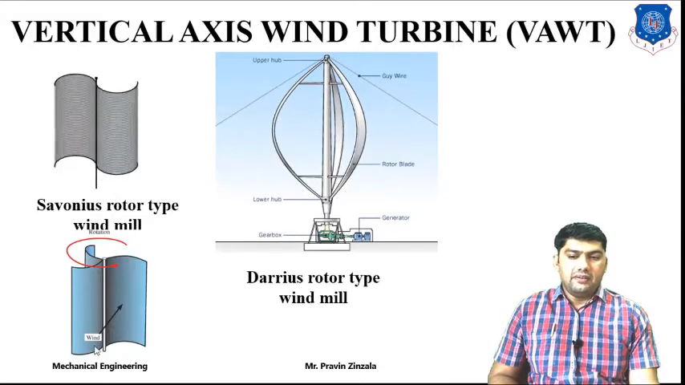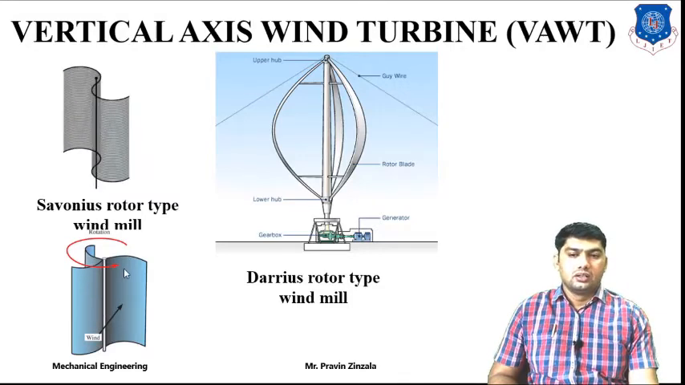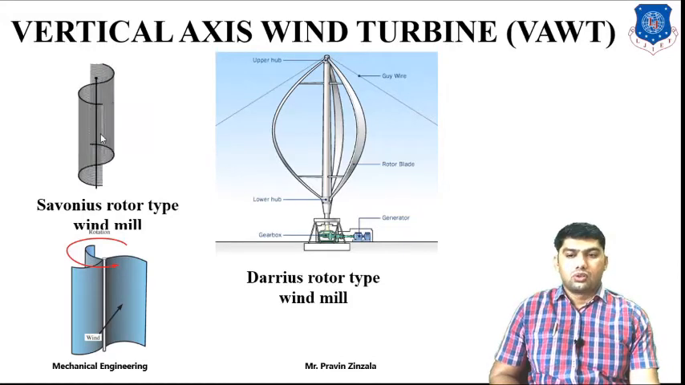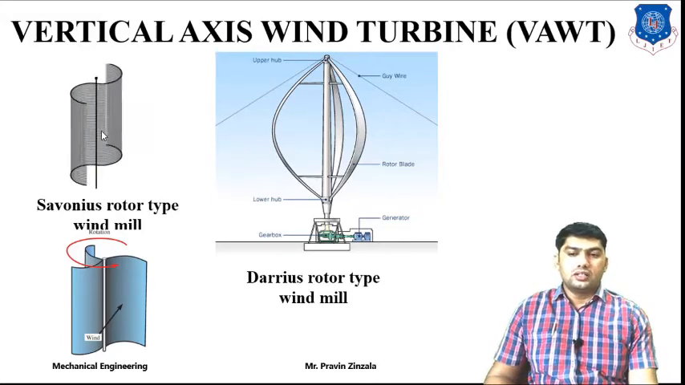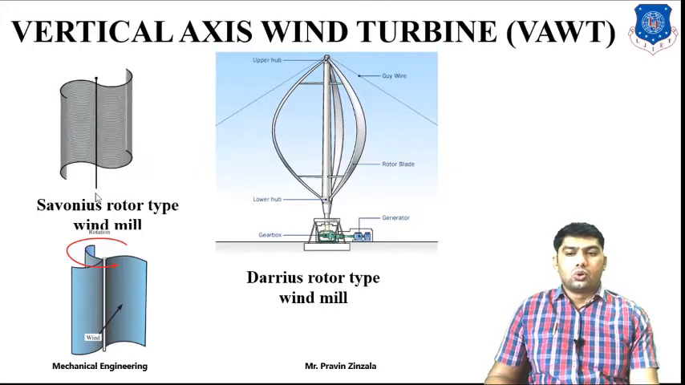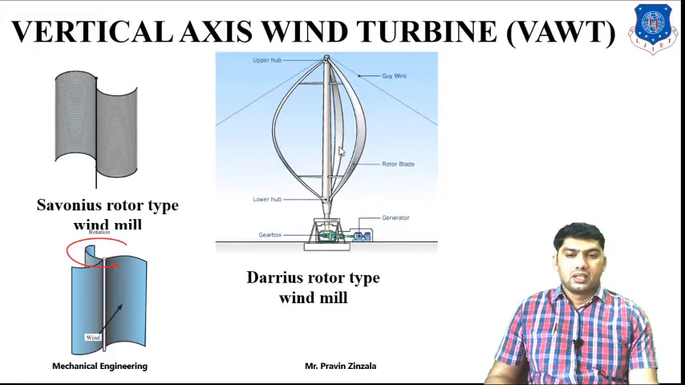Whenever wind strikes this rotor, it starts to rotate. This is the rotating position, same as in this animation. Whenever wind strikes, it starts to rotate. So it's called the Savonius rotor type vertical axis windmill. Here there are two rotors, but for optimum utilization or maximum balancing, generally a three blade type is used.